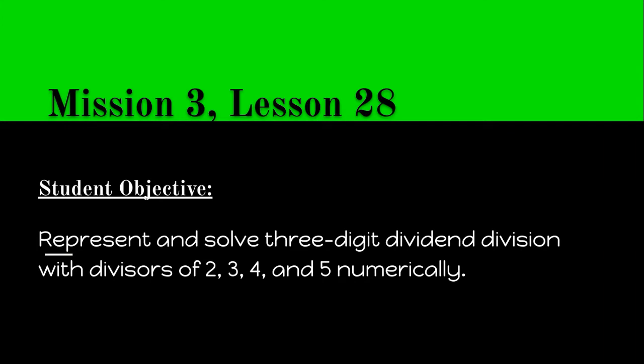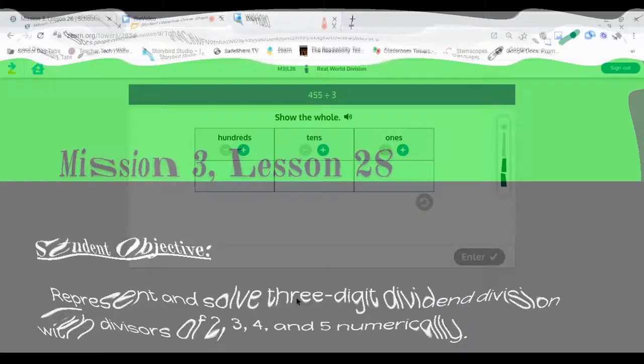All right, so basically what that means is that we are going to be solving division problems, 3 by 1 digit division problems today. The divisor is going to be 2, 3, 4, or 5, and we're going to do it numerically. We're going to do it with numbers, using more of that standard algorithm. So let's just dive right into this.